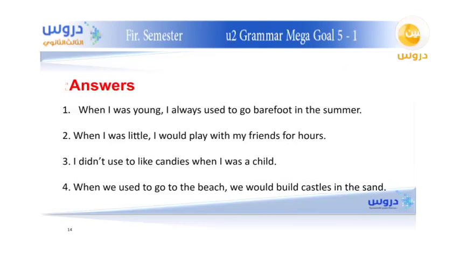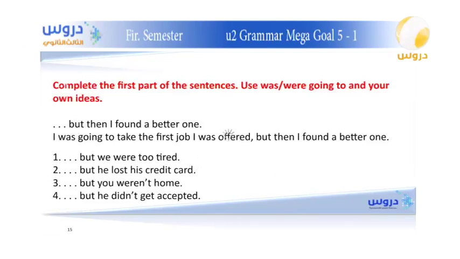Now here we have the answers. When I was young, I always used to go barefoot in the summer. When I was little, I would play with my friends for hours. Number 3, I didn't use to like candies when I was a child, so you can also change the formation of the sentence. And number 4, when we used to go to the beach, we would build castles in the sand. Here you can use would and you can use used to, and they both have the same meaning.